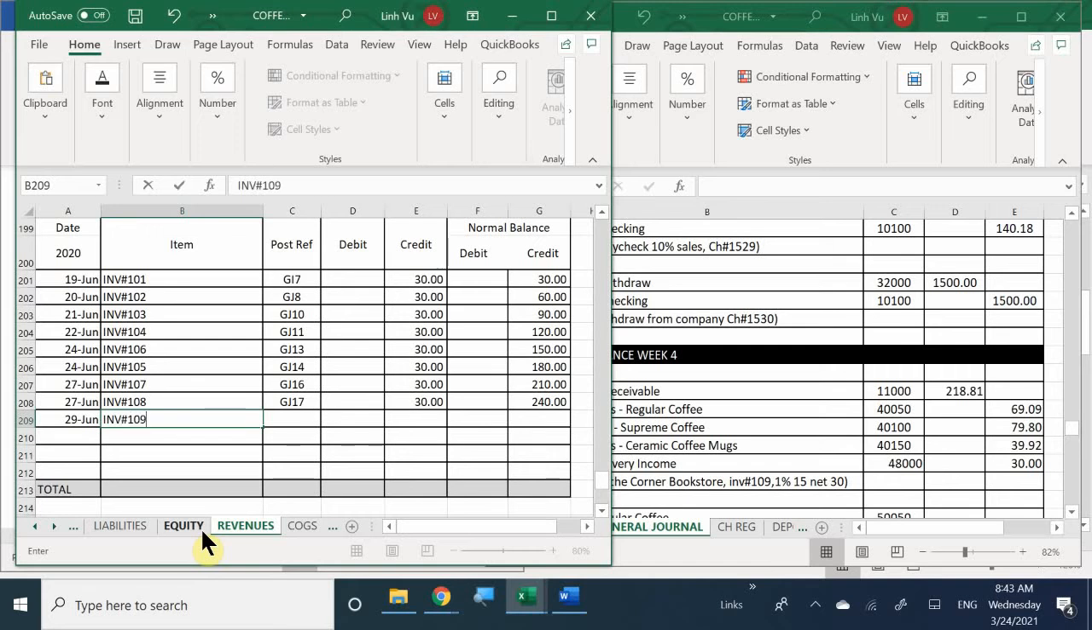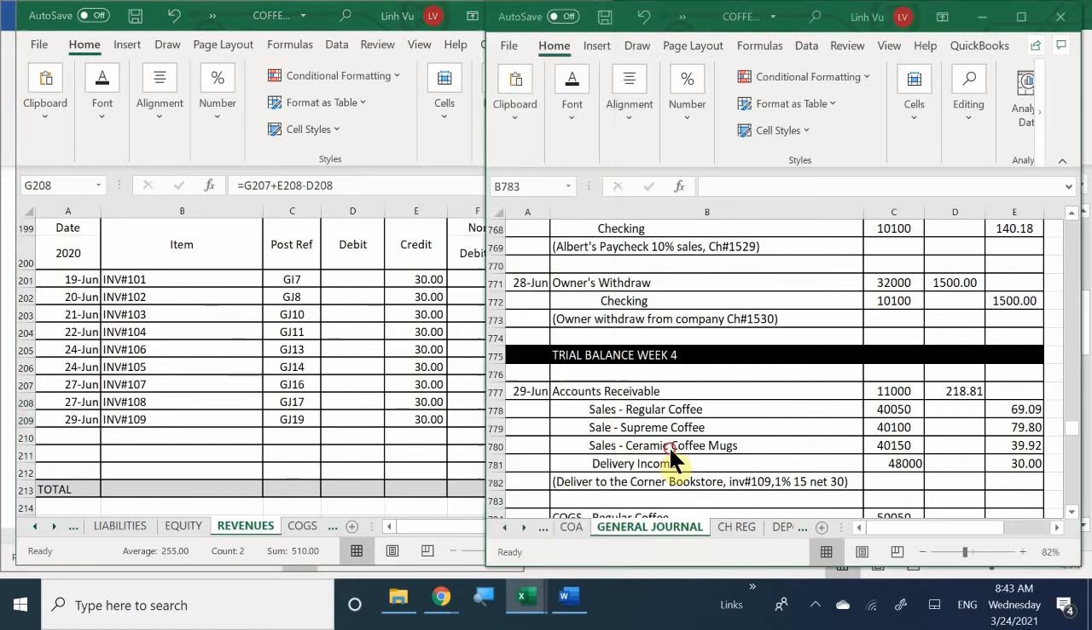Invoice number 109, general journal number 19 for another $30. So what is my ending balance here? 270. Okay, 270. All right, and I believe that's it. All right, what's next?